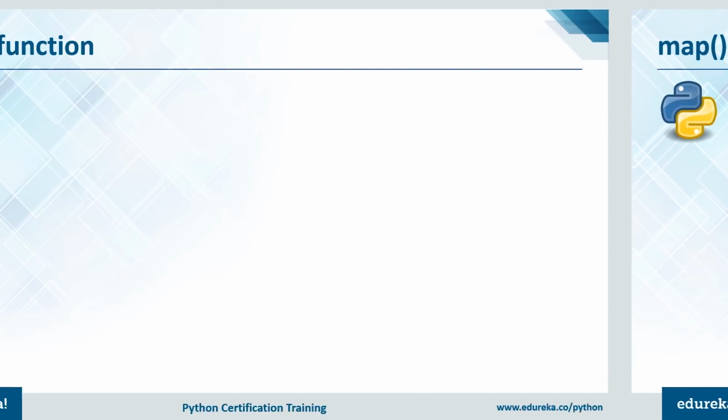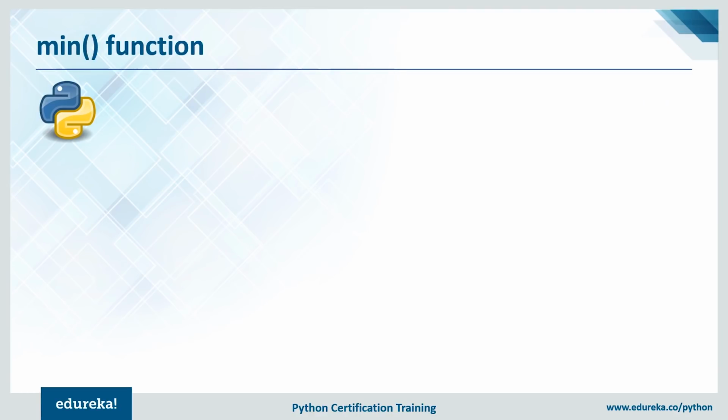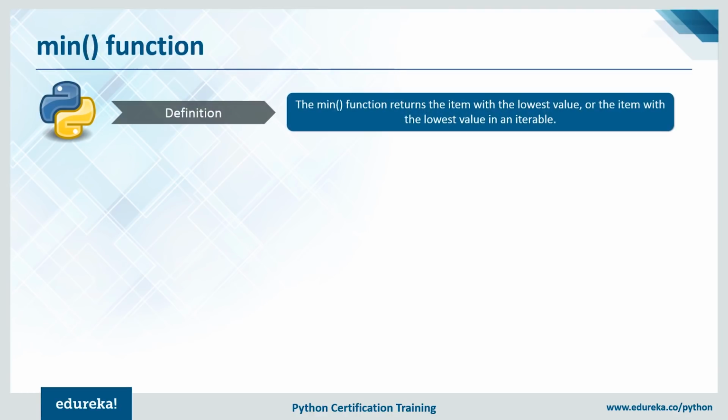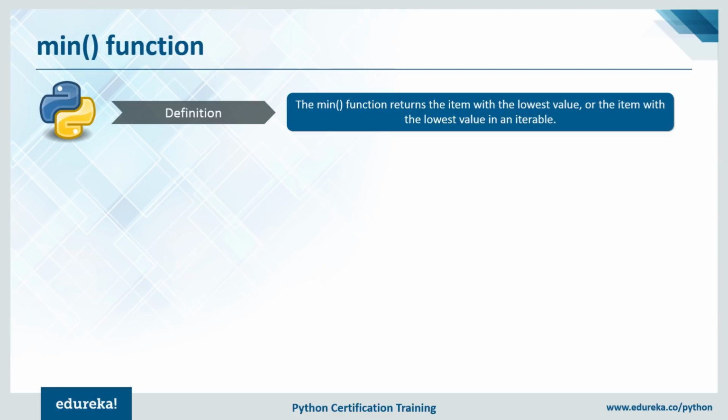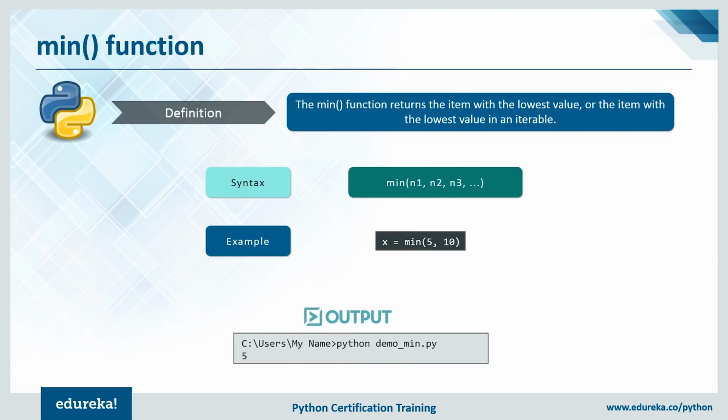So guys, the next function I have for you is the min function, min or minimum, right? This function returns the item with the lowest value in a particular iterable. If the values are strings, then alphabetic comparison is done. Let us quickly check out the syntax here. We have min of n1, n2, n3, right? So it can be any number of numbers. And then we can have another syntax: what do we do if it's an iterable? Instead of n1, n2, and n3 and so on, we have min of iterable, guys. As simple as that.